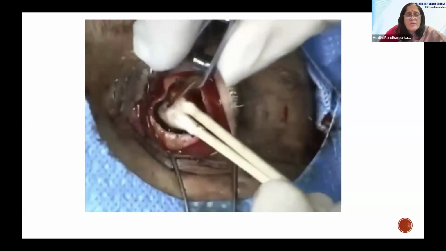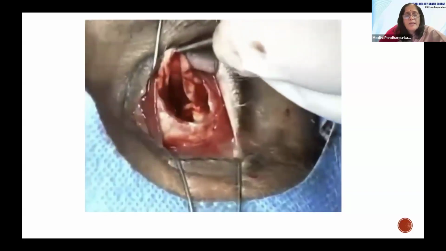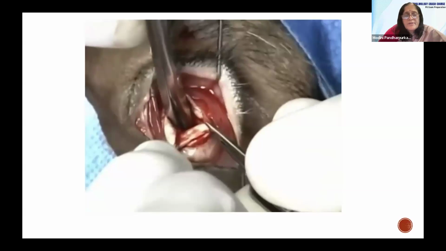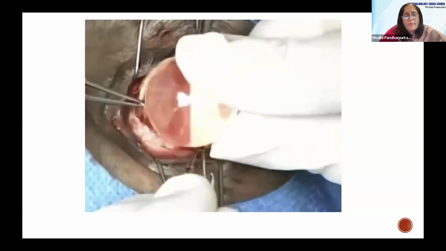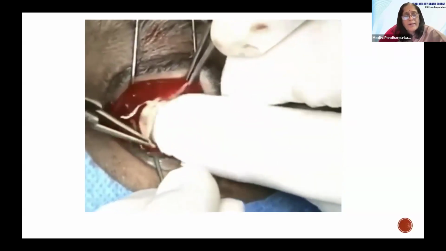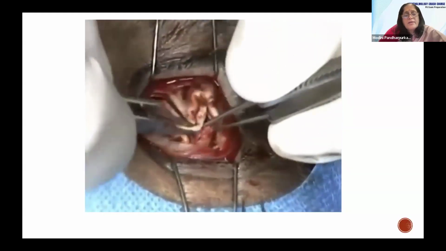You have those alcohol soaked swabs which you're passing in. Clean it properly. If you're using a cautery, make sure the alcohol is out. Otherwise, it's dangerous, electric cautery. Then you have to make the petals, the 4-petal technique, or you can make a 2-petal technique also, where you're now placing the implant into the scleral shell.